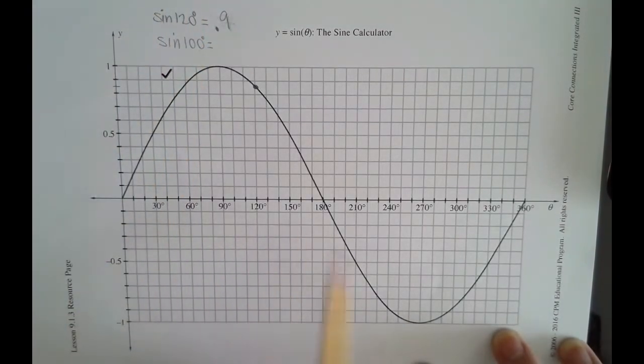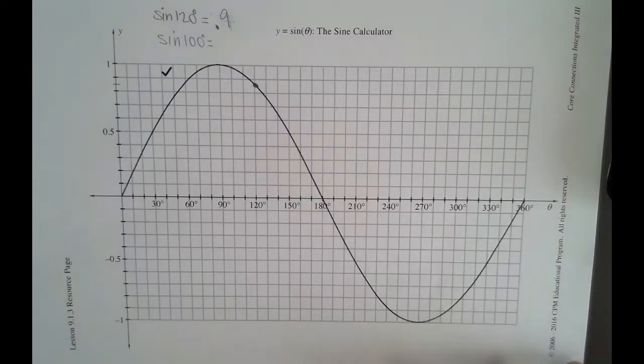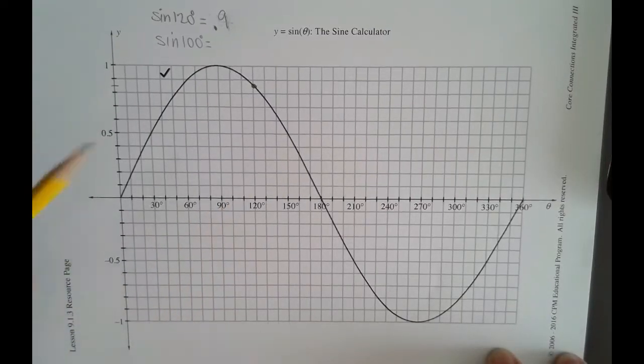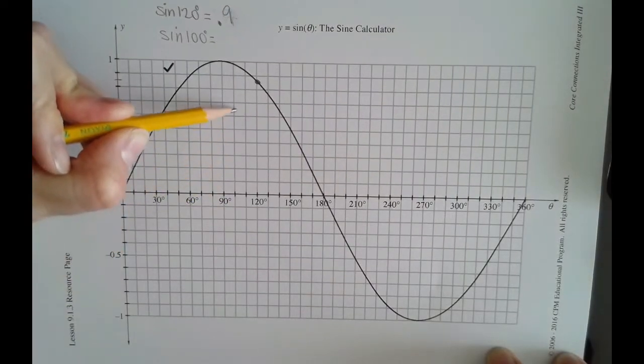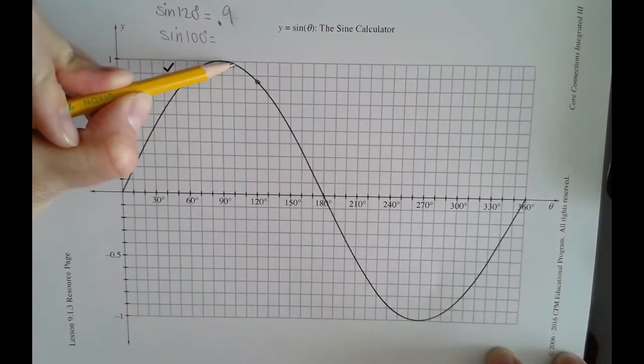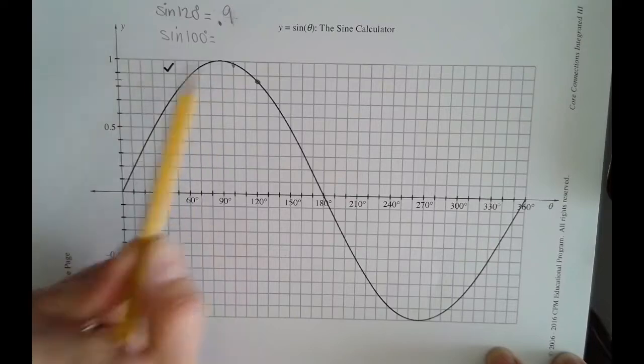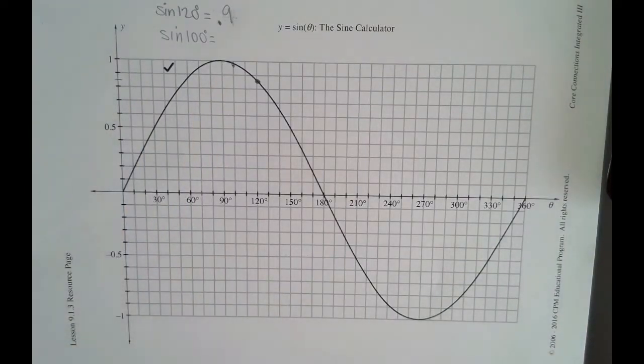So for this worksheet, every tick mark is 10 degrees. So if this is 90, then 100 degrees would be here. If I find the height of the graph right there, that's pretty close to 1. So round to the nearest tenth.